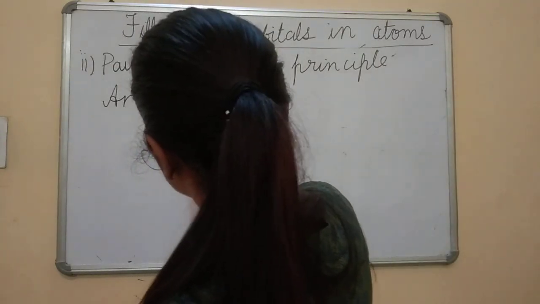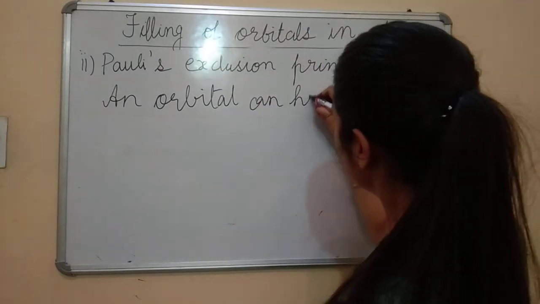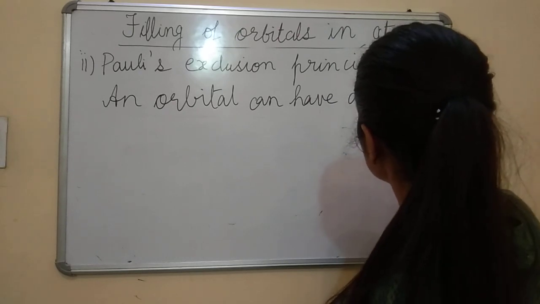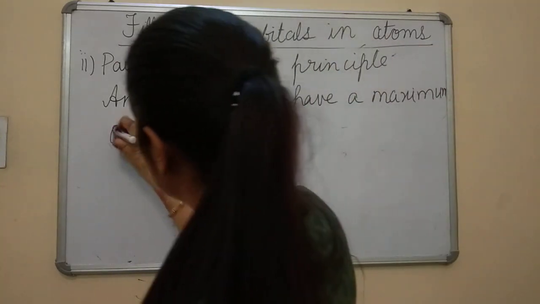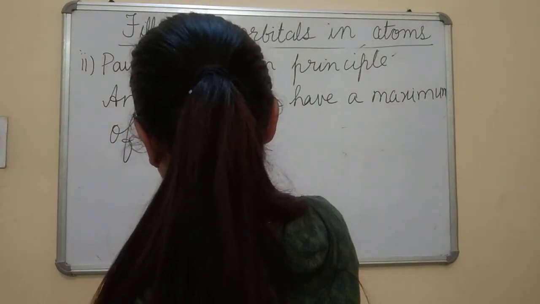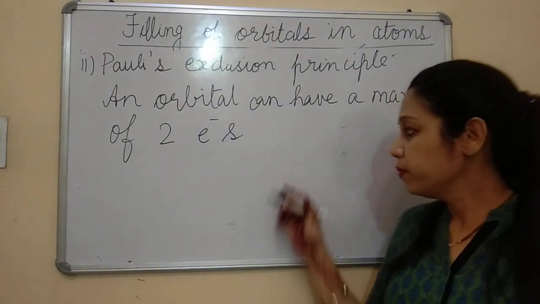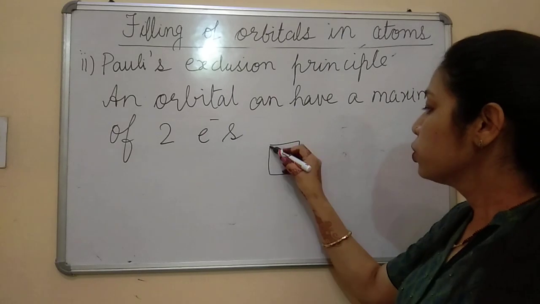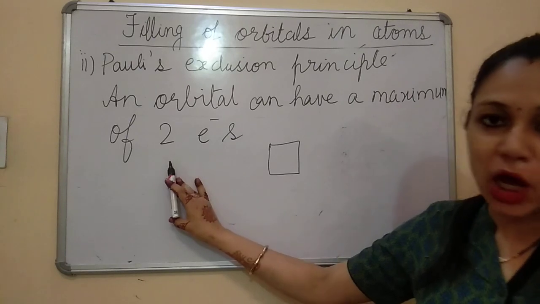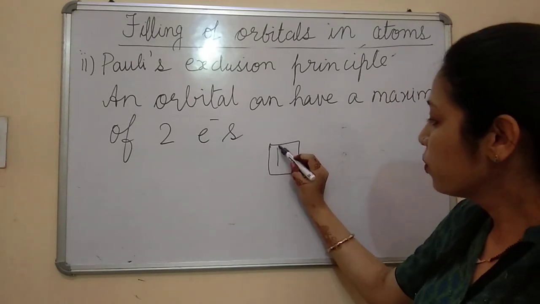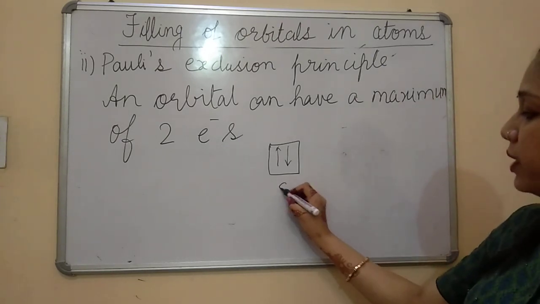an orbital can have a maximum of two electrons. If I talk about any orbital, this is one orbital. So in this orbital, a maximum of 2 electrons can be accommodated. So this is 1 electron and this is 2 electrons. This is for s orbital.